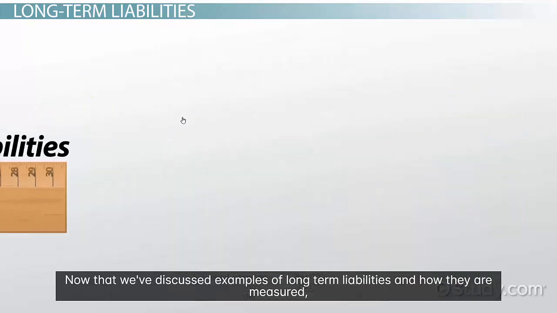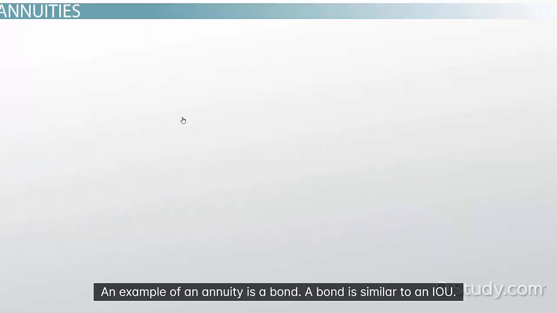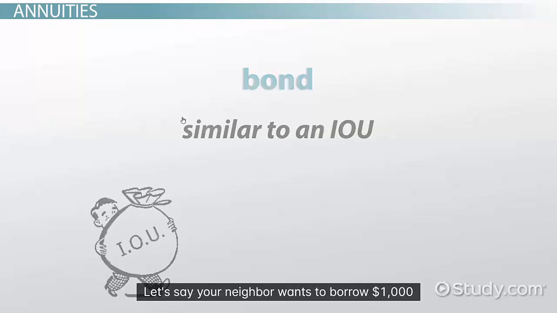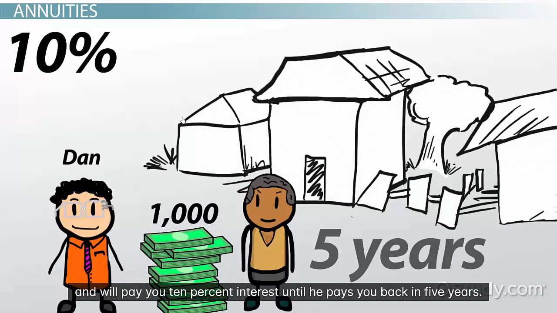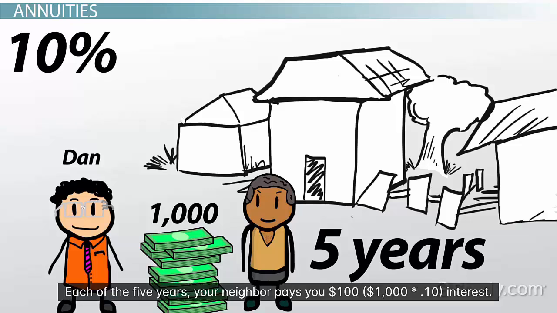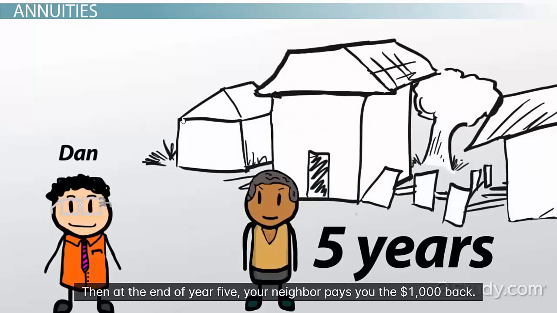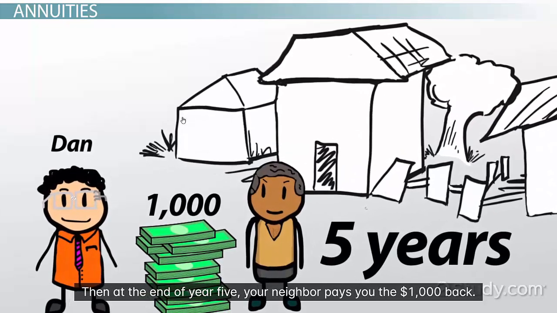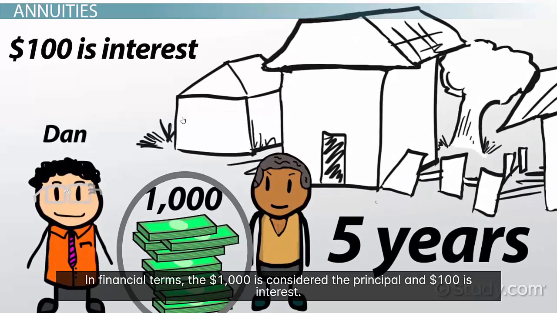Now that we've discussed examples of long-term liabilities and how they are measured, let's discuss annuities. An example of an annuity is a bond. A bond is similar to an IOU. Let's say your neighbor wants to borrow $1,000 and will pay you 10% interest until he pays you back in 5 years. You think that's a pretty good deal, so you agree to the terms. Each of the 5 years, your neighbor pays you $100, $1,000 times 10% interest. Then, at the end of year 5, your neighbor pays you the $1,000 back. In financial terms, the $1,000 is considered the principal and $100 is interest.